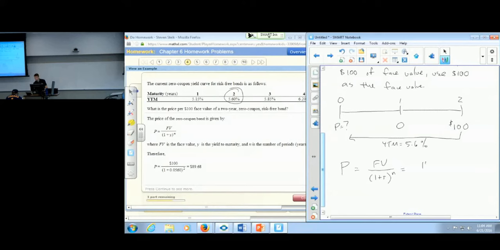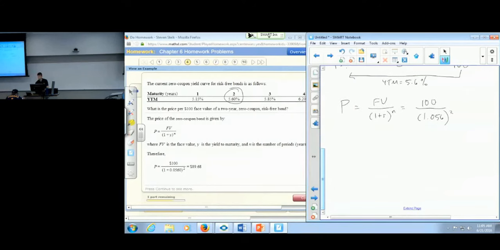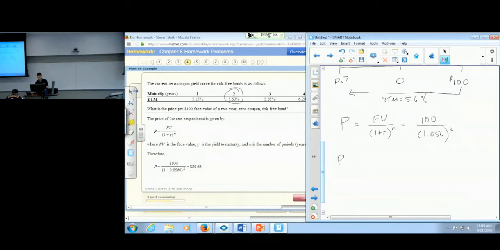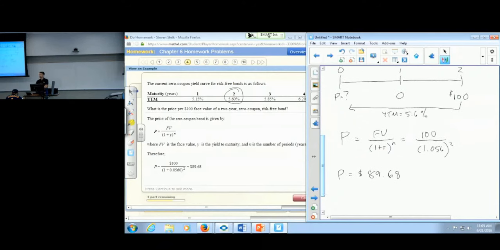All right, so for this bond, the future value is $100. That's what I would get paid in 2 years. The yield to maturity is 5.6%. So plugged in as a decimal, that's 0.056. And I'm going to receive that 2 years from now. So if we plug that into the calculator, we've already got the answer up there. We should get something awfully close to $89.68. That formula works great for this one. It's a one-step simple problem.